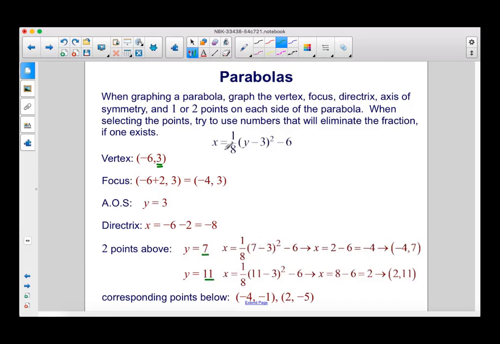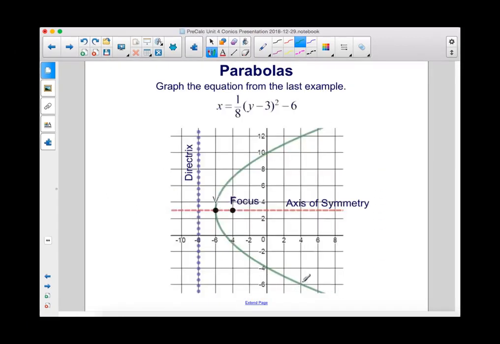If we plug in those y values here, we can figure out the x values, which will give us 2 more points on the graph. We can do the same thing for points below. So we subtract 4 from this, and we'll get a y value of -1. If we subtract 4 more, we get a y value of -5. If we plug those y values into this equation, we get the x values, and therefore 2 more points on the parabola. Here is a much nicer drawing of our parabola.